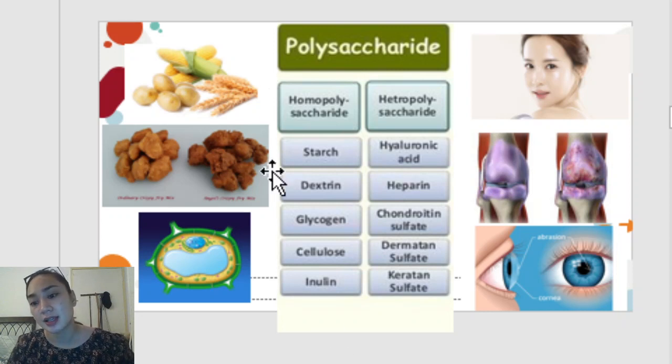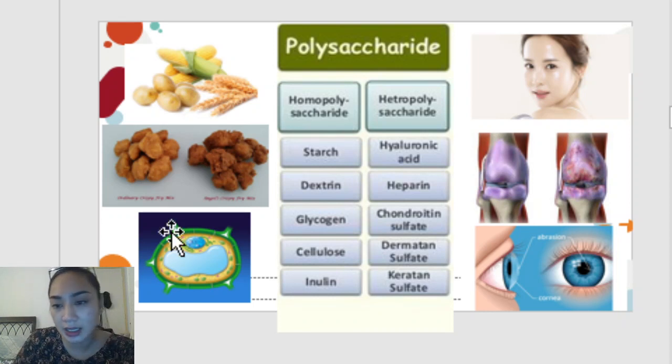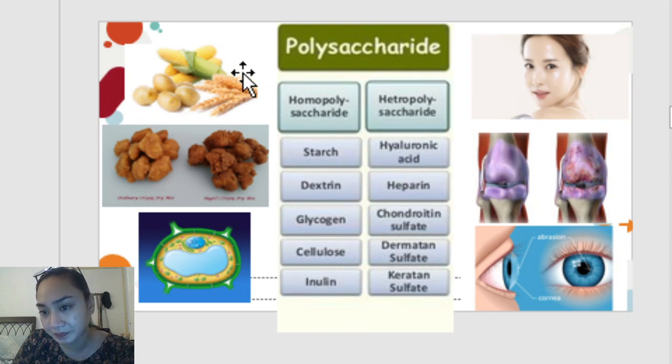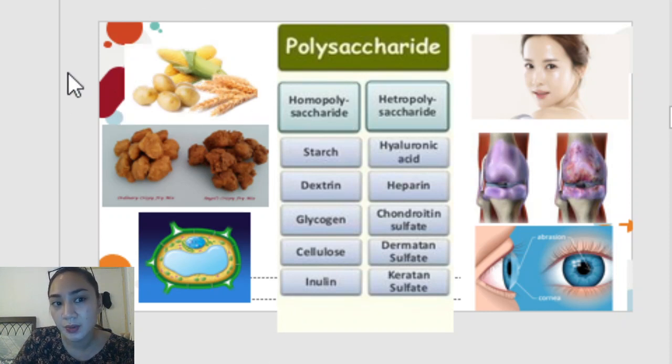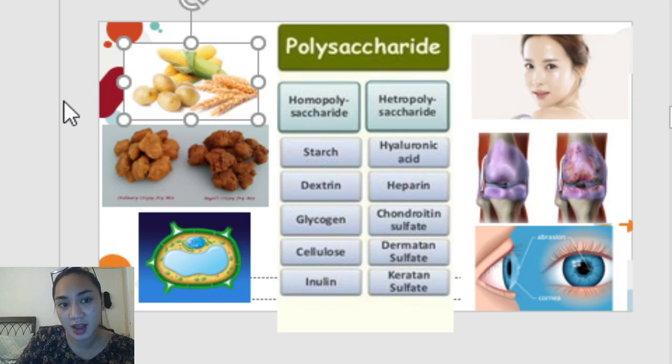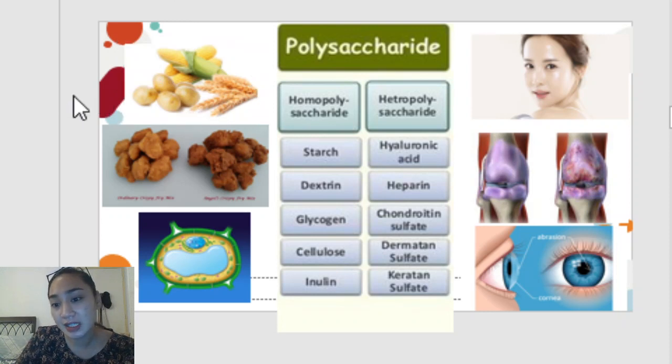So, next we have dextrin. Let's go back to starch first. Starch has different examples, or sources, sorry. We have cornstarch. Are you familiar with cornstarch? Its source is corn. It is used as a thickener. We also have potato starch, cassava starch, and so on.